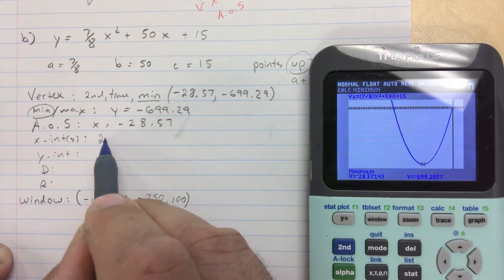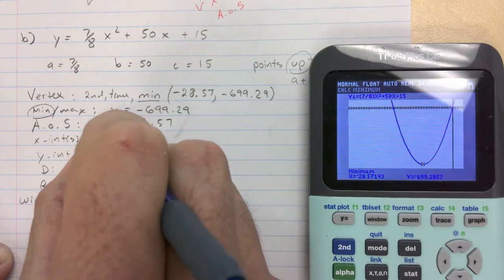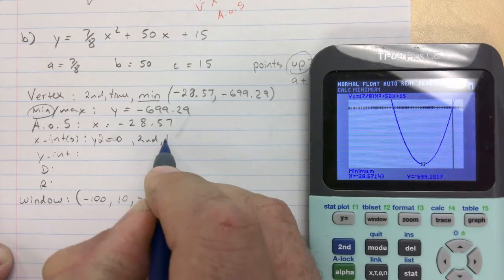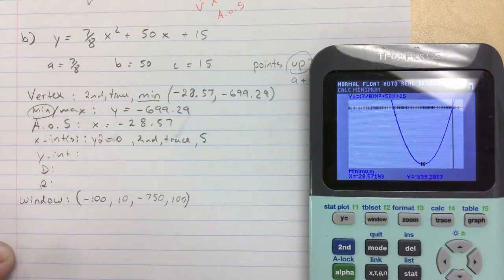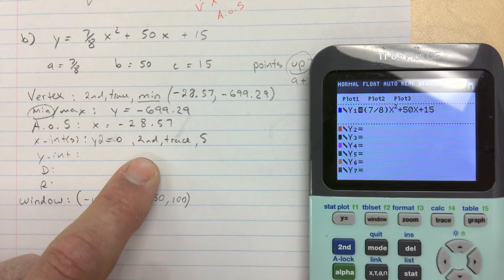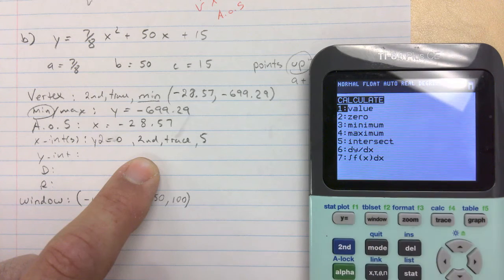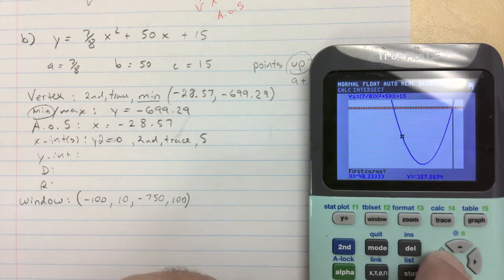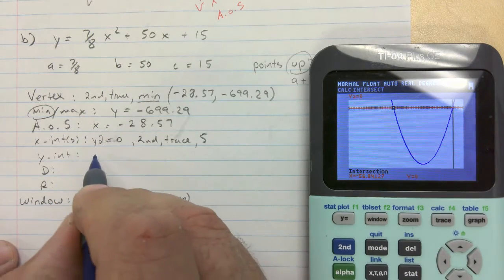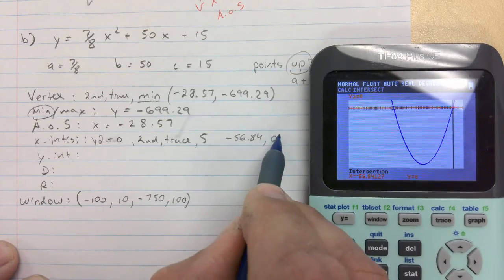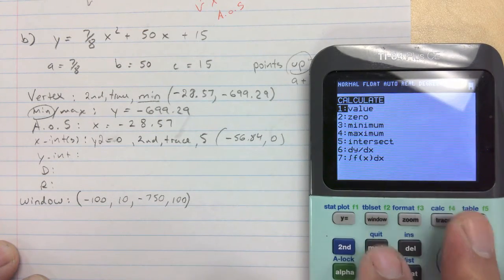This one has 2 x-intercepts, so we're going to go y2 is equal to 0, second, trace, 5. So y2 is equal to 0, hit graph, and we're going to go second, trace, 5, go as close as possible to the first one, hit enter, enter, enter, and that is negative 56.84. And it's 0.